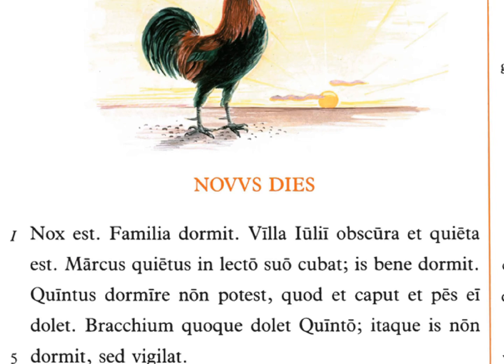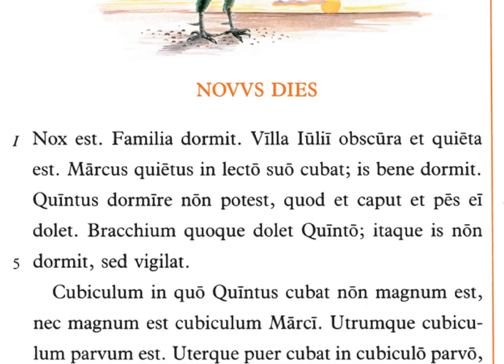Villa Julii obscura et quieta est, the villa of Julius is dim and quiet or still. Quietus, this adjective implies not only silent but also still or calm. Marcus quietus in lecto suo cubat, Marcus reclines or lies, in other words sleeps, quiet or still in his bed. Is bene dormit, he sleeps well.